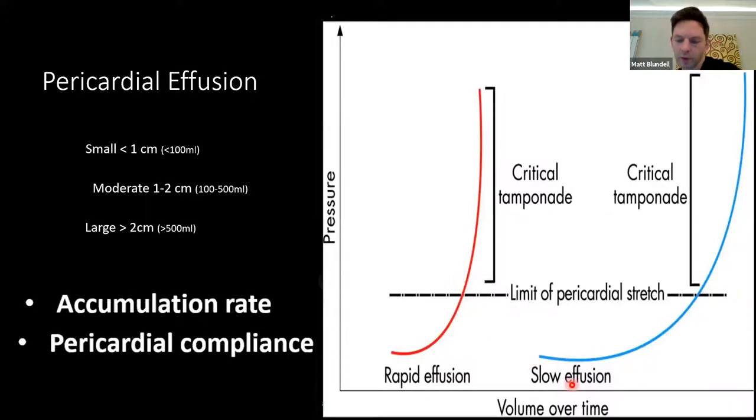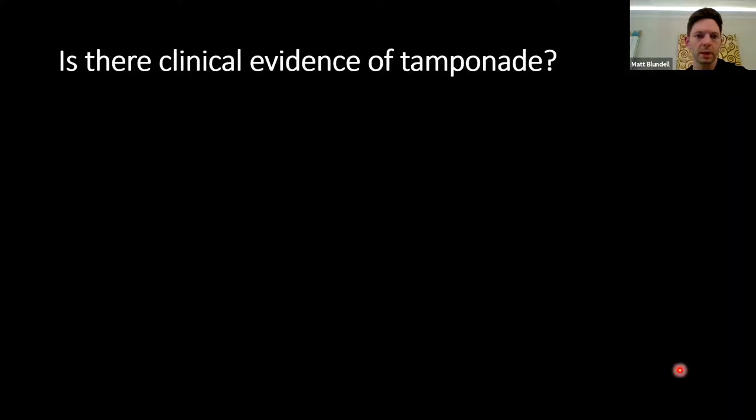Whereas someone with a slower effusion that's developed over months or maybe years, someone with hypothyroidism or a malignant pericardial effusion, they can have up to a liter and a half, sometimes even more, before they reach this limit, because it's allowed time for that fibrous pericardium to stretch over time. But even with a large slow effusion, once it's reached this threshold, any further increase in fluid will slip them into tamponade. So yes, the amount of fluid around the heart does matter, but it's more to do with the etiology and how quickly we think that's accumulated. So again, history and chronology of symptoms is important with this diagnosis.